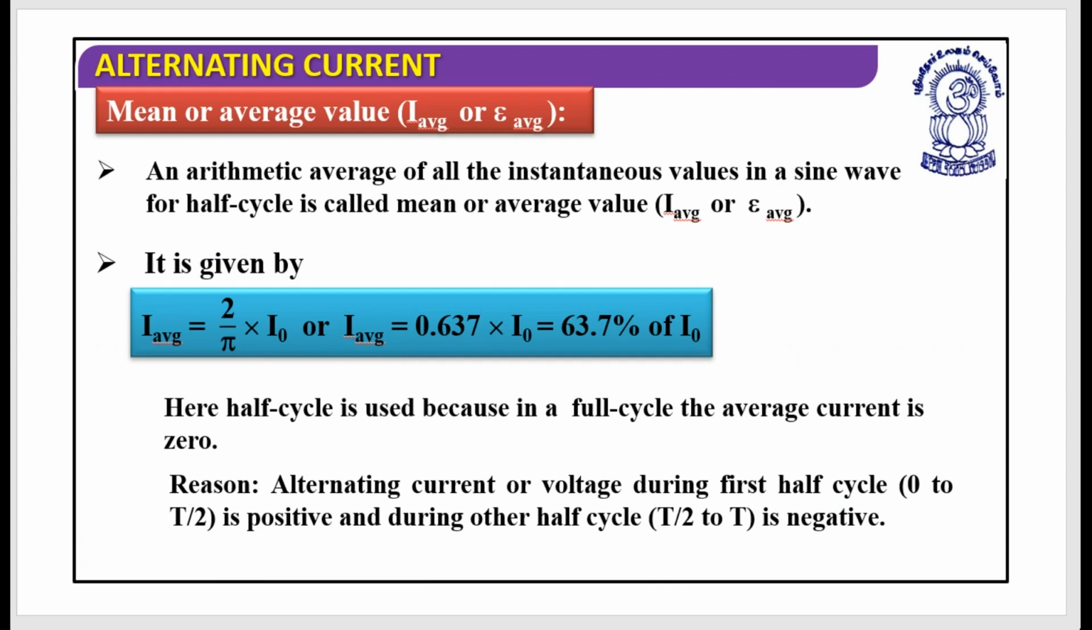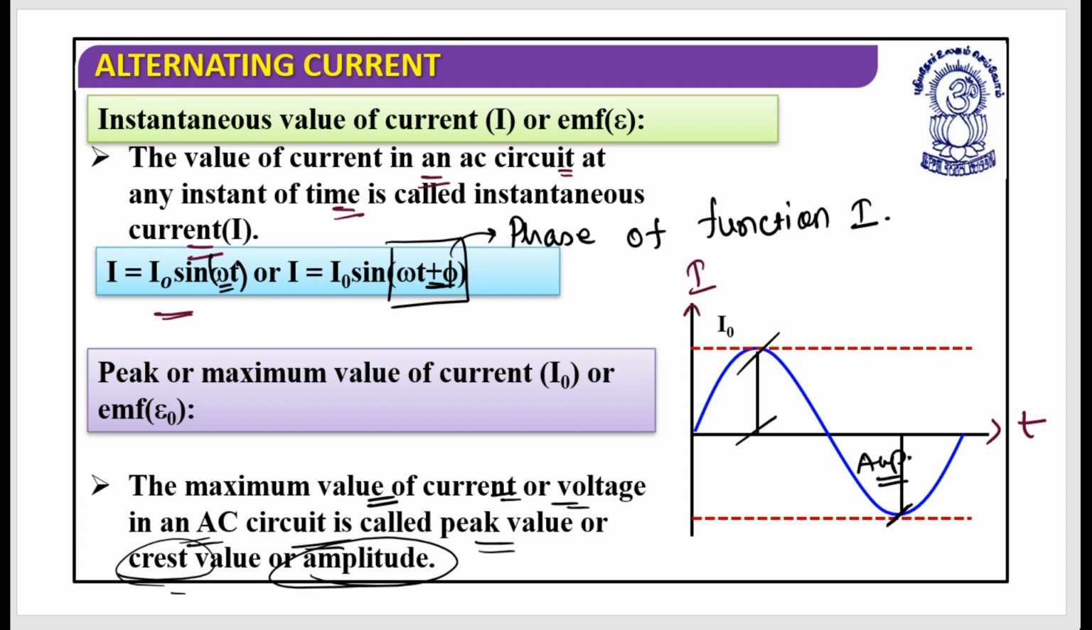Now let's discuss a very, very important topic: the mean or average value. What happens is, when I have a certain DC function, let's say something like this, I versus t, I can draw it like this. Let's say this is plus 5 ampere.